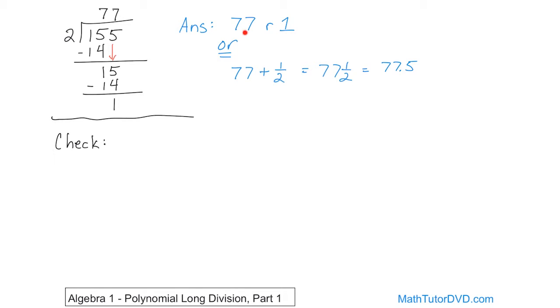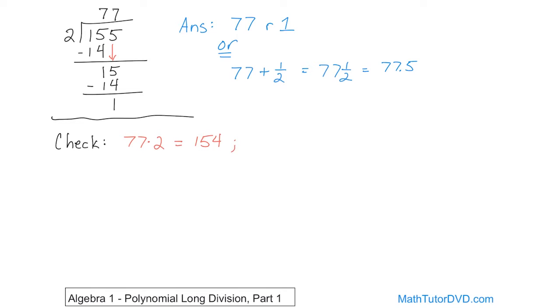How would you check to see if this answer is correct, or this one, or this one? I mean, they're all the same, really, but how would you check this one here, the 77 remainder 1? Well, what we're saying is that 2 divides into this number 77 whole times. So in order to check it, you would say 77 times 2, right? Because the opposite of division is multiplication. What do you get when you do that? 77 times 2, if you do that multiplication, you will get 154.